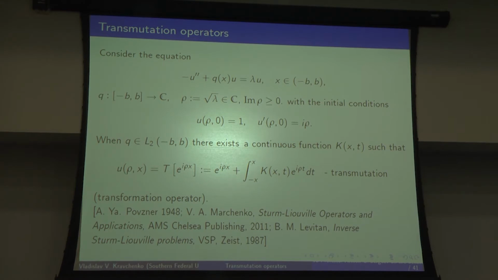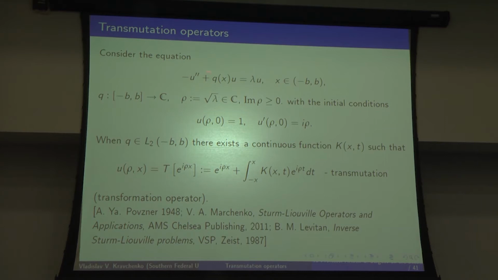The first one is the transmutation operator, which corresponds to the Sturm-Liouville equation on a finite symmetric interval. Here, in general, Q can be complex valued. Rho in this talk will always be the square root of lambda, such that the imaginary part of rho will be greater or equal than 1.